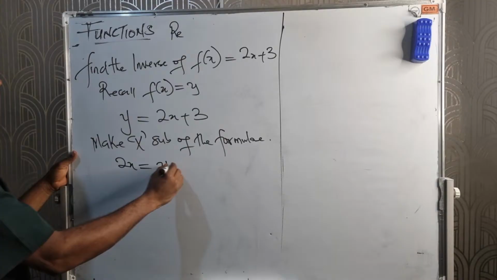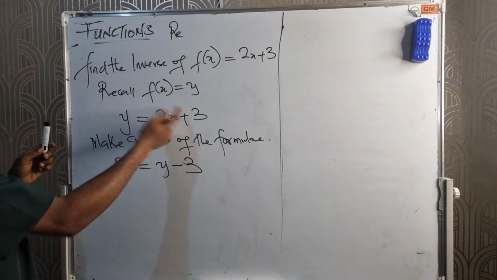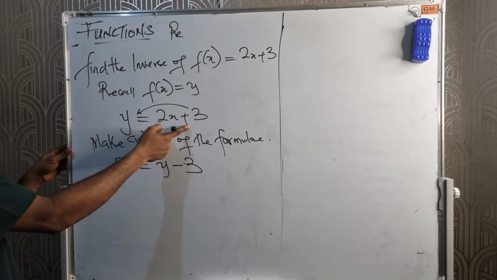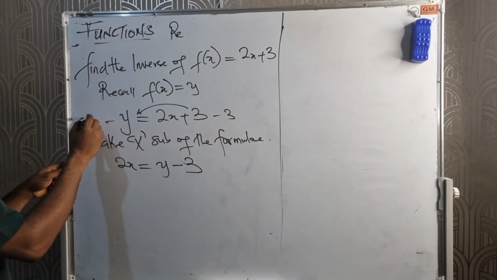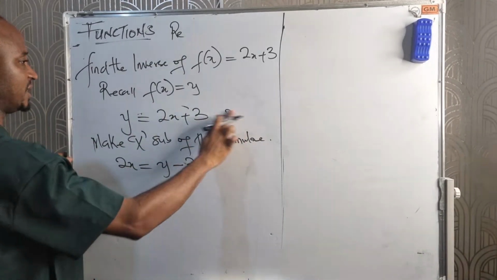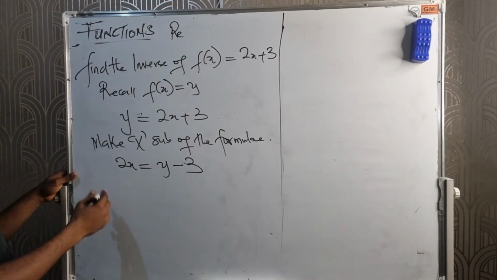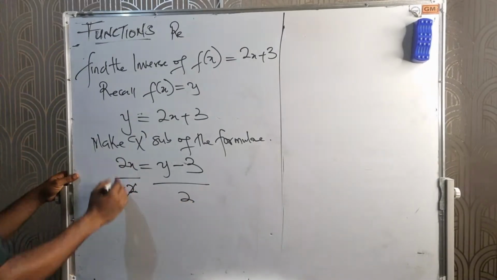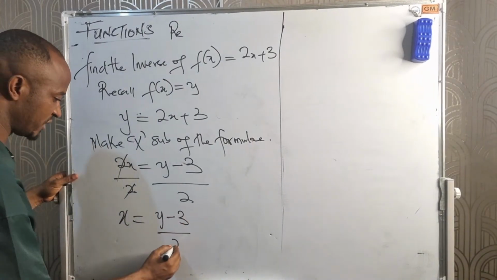2x equals y minus 3, right? When you move this here, this becomes y minus 3, because the sign here is plus, or we can just say subtract 3 from both sides. Is that clear? Are you there? So the next is to divide both sides by 2. 2 can go with 2. We are left with x equals y minus 3 over 2.